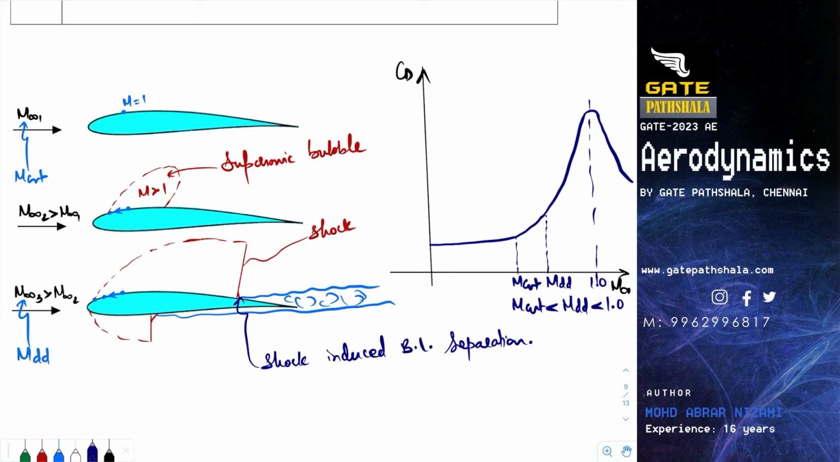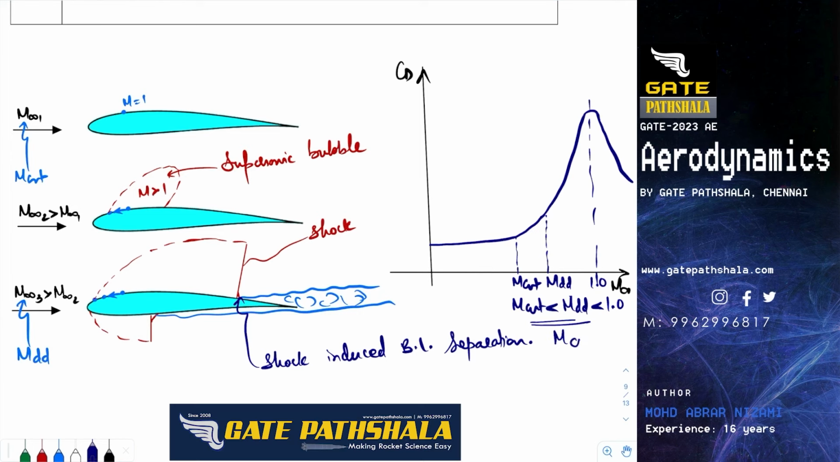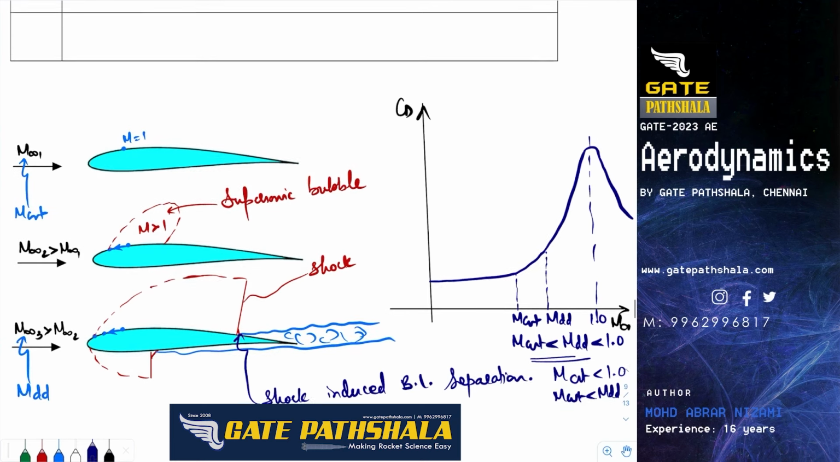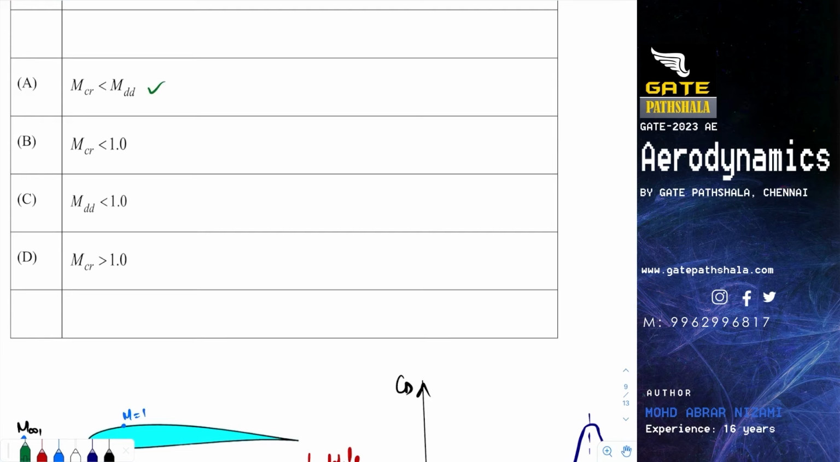Whereas for a flat plate kept at zero angle of attack, all three would be equal: M critical will be equal to MDD, which will be equal to 1. For aerofoils, M critical should be less than MDD, which should be less than 1. So obviously M critical should be less than 1 since MDD is less than 1, and M critical is obviously less than MDD. So the answer to this question is A, B, C.